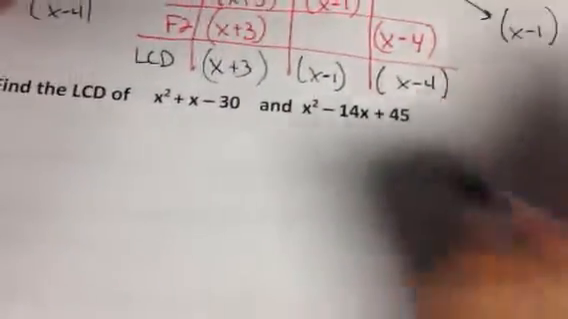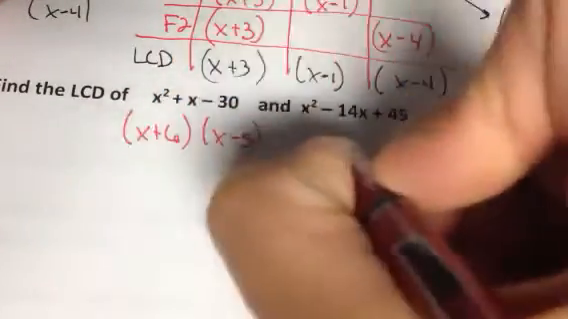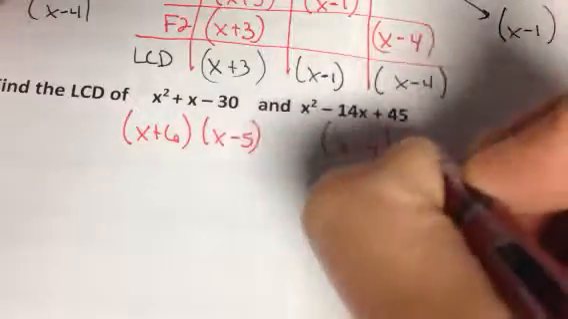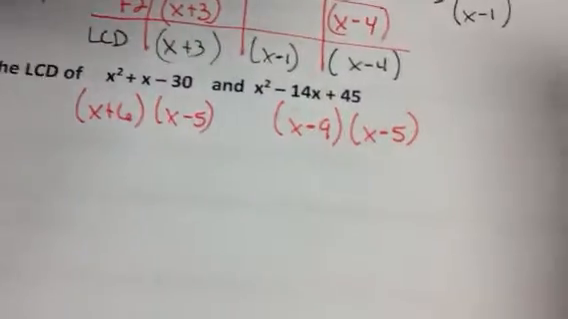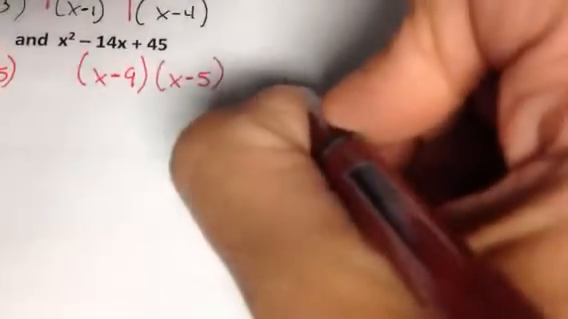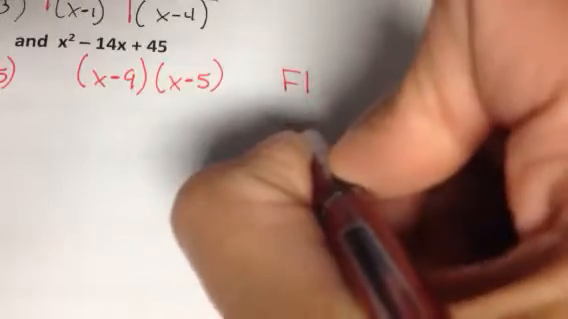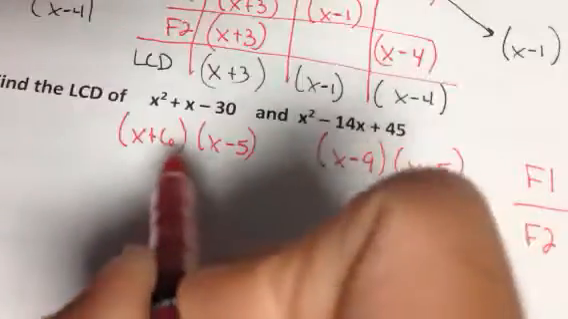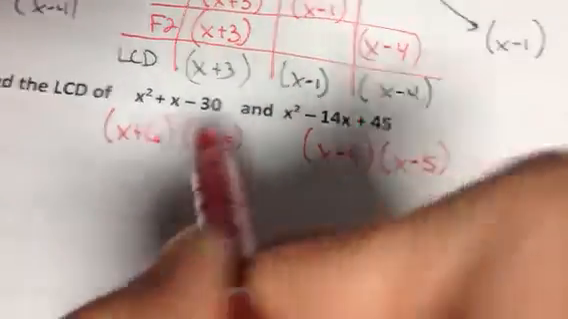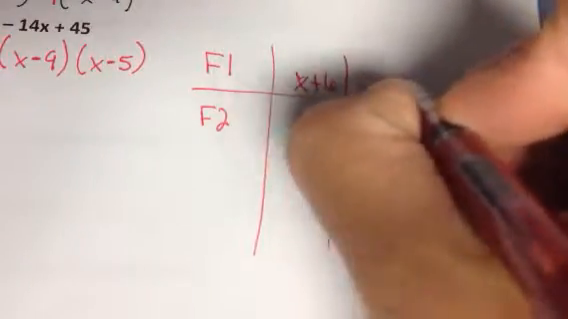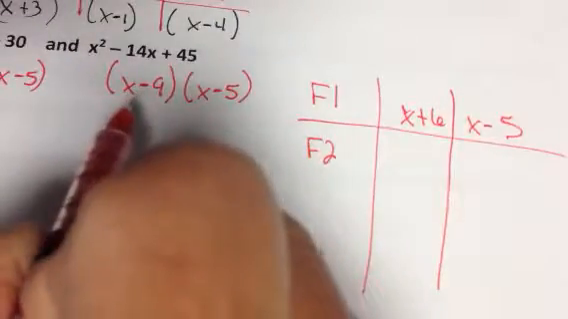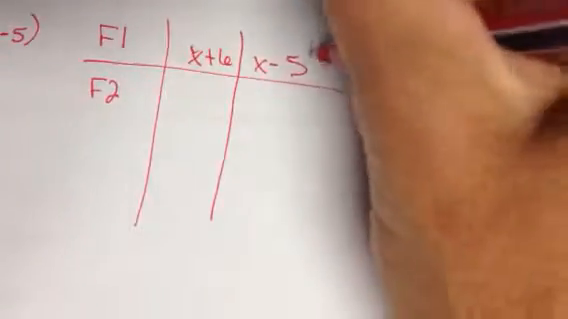So let's take a look at this one. Again, I expect that you can factor this. This becomes x plus 6 and x minus 5, and this is x minus 9 and x minus 5. So again, some of you can look, you can see that least common denominator. If you can't, I'm going to make fraction 1 and fraction 2. And again, fraction 1 just starts at x plus 6 gets a column, x minus 5 gets a column. Then when I go to the second fraction, x minus 9, that's new, that's unique, so it gets its own column.